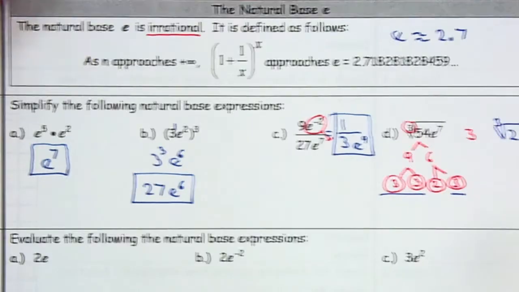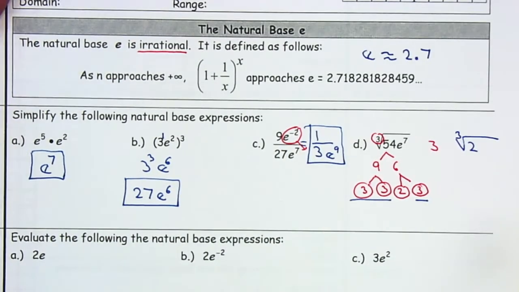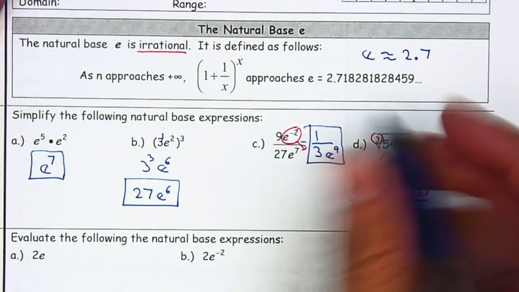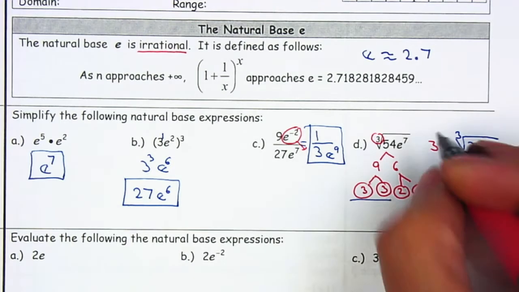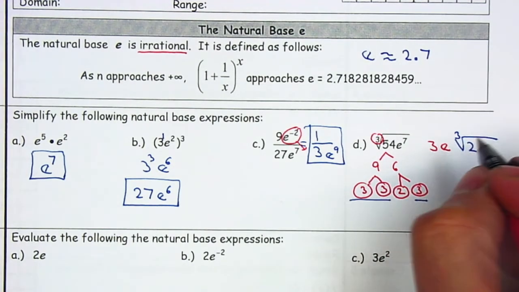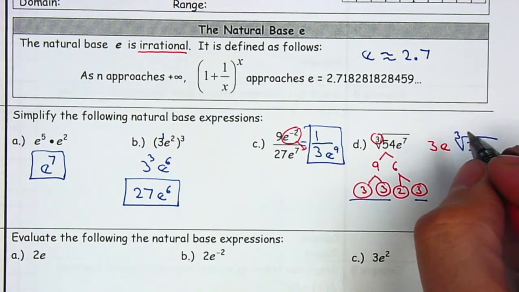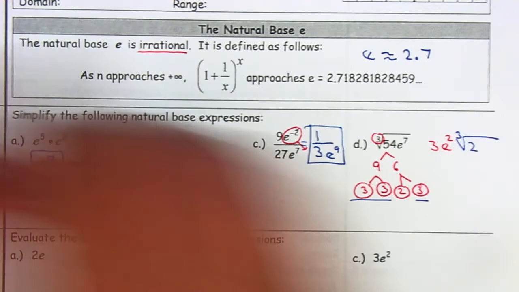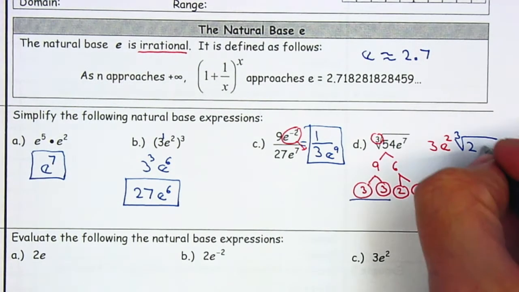Now think about how many e's are inside. So we have 7 e's inside. How many groups of 3's can I take out? 2. Very similar to the lesson for 6.2. So I can take out 2 groups of 3. And how many e's are left inside? 1.